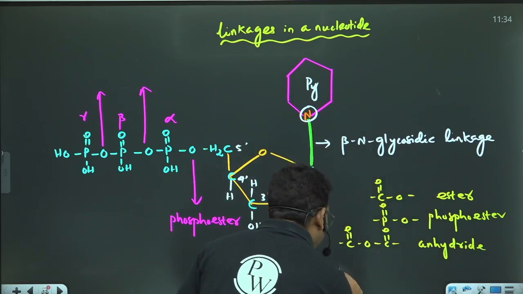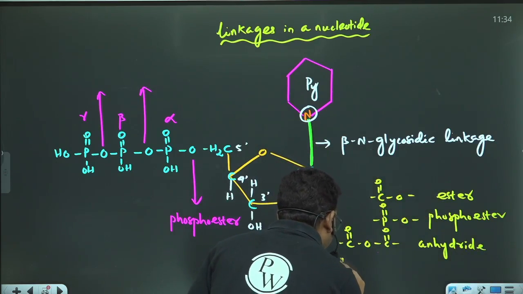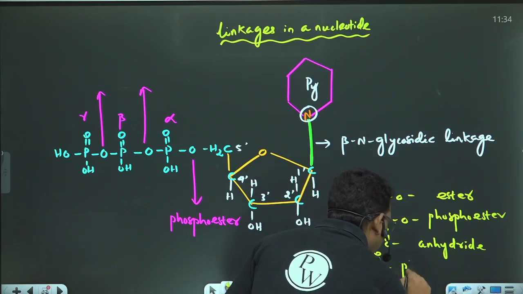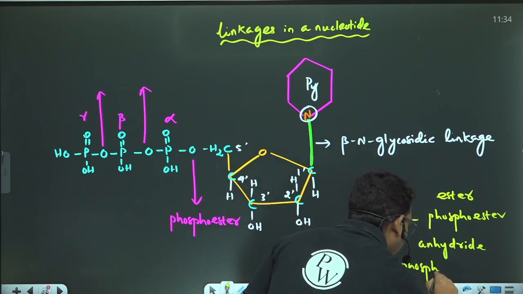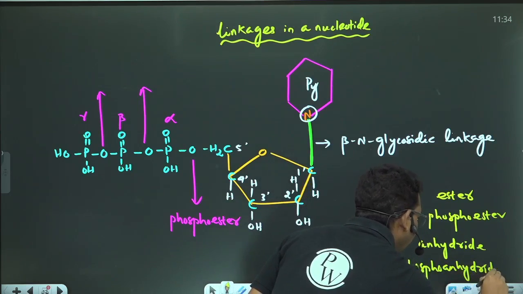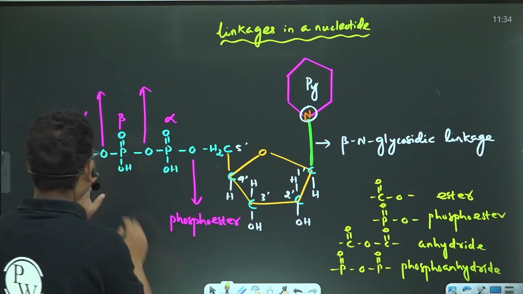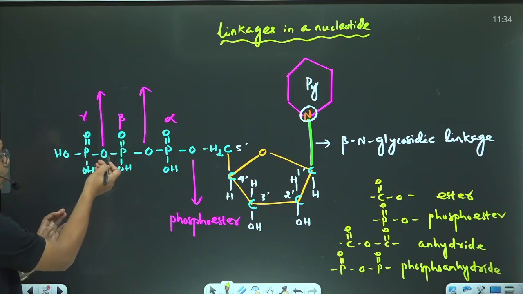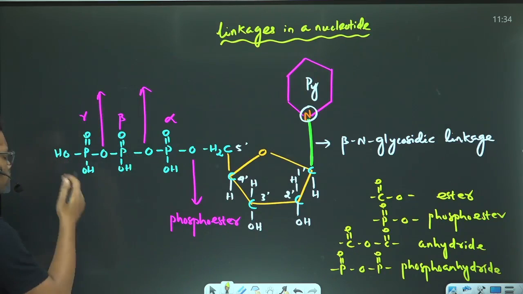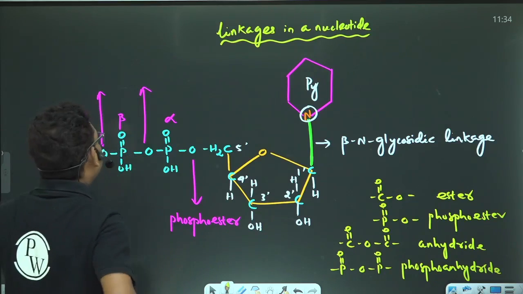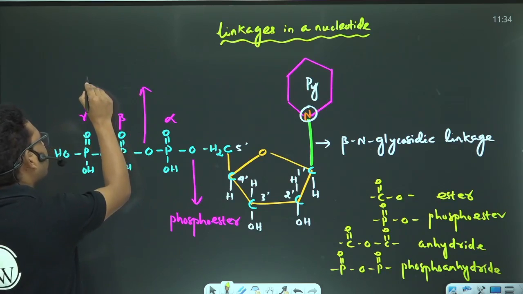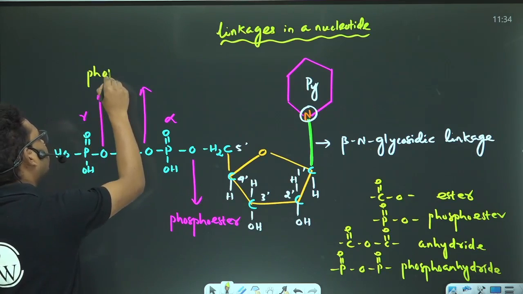So instead of carbon, if I write P over here, this will be phosphoanhydride, right? In these cases, you can see P double bond O oxygen, P double bond O oxygen, here also P double bond O oxygen. So here I can say that these linkages are basically phosphoanhydride linkages.